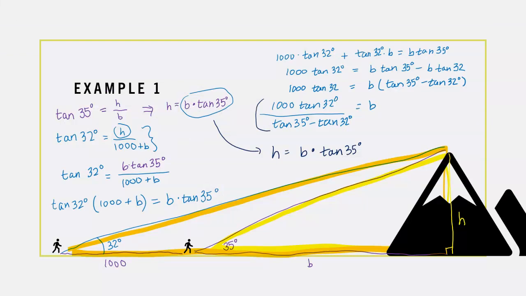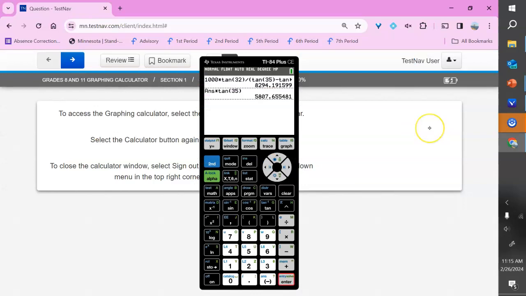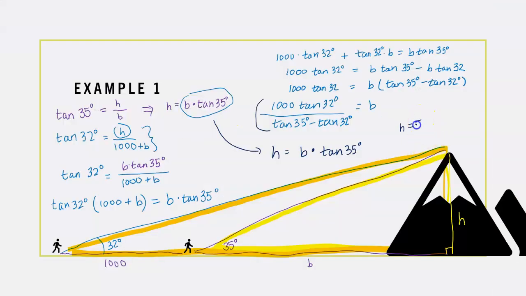And so what I get for the height of the mountain is that the height of the mountain is 5,807.655 feet. And I got that with SOHCAHTOA, but it took 2 triangles for me to get that information and a lot of calculations.